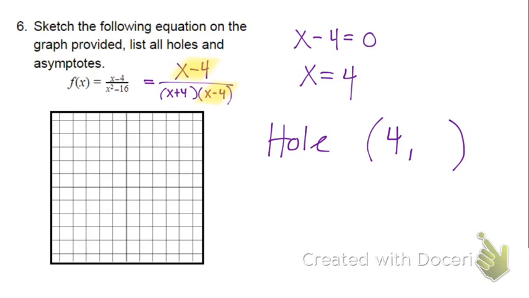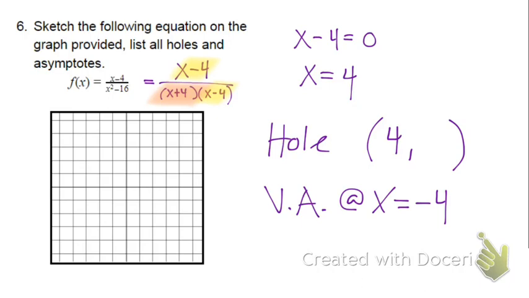What about the other factor that's left in the denominator that's not a hole, the x plus 4 factor? What's that? Yeah, this is a vertical asymptote. This orange one is a vertical asymptote. So we have a vertical asymptote at x equals -4.